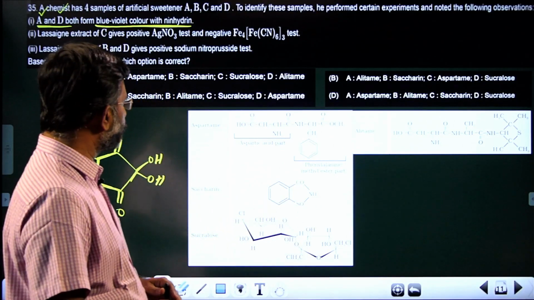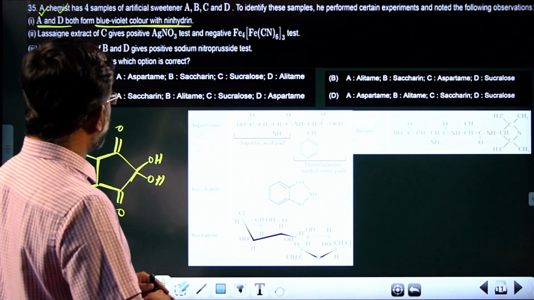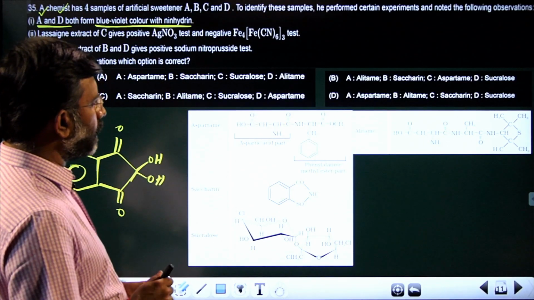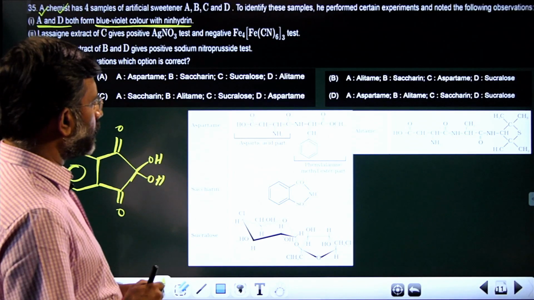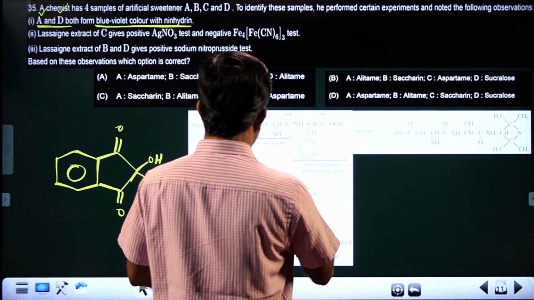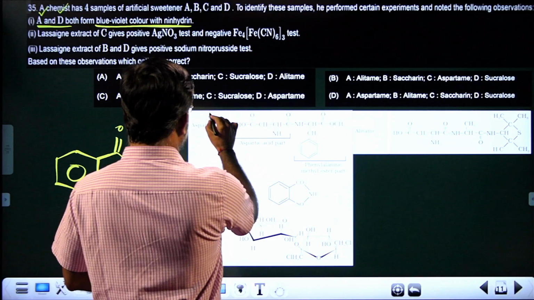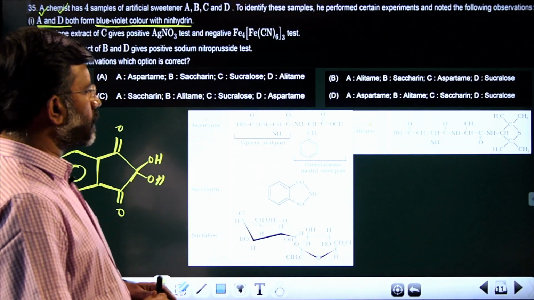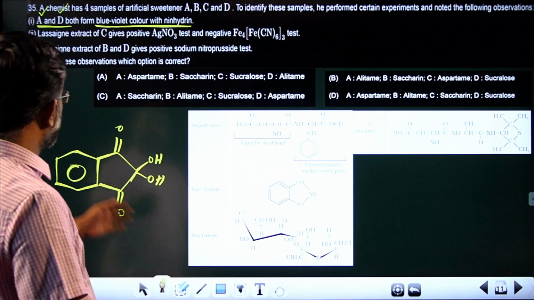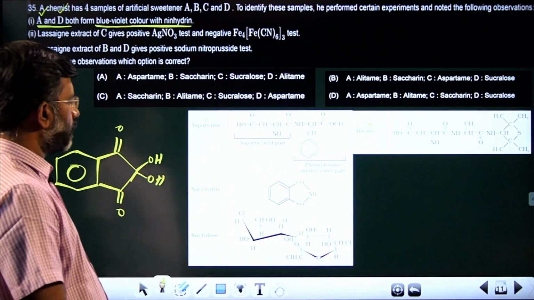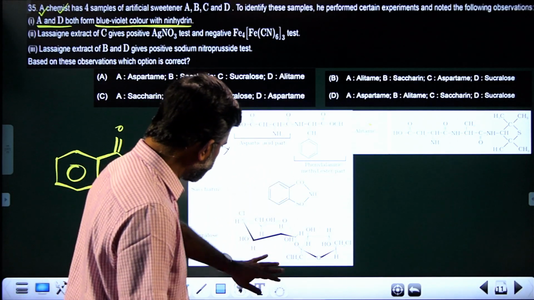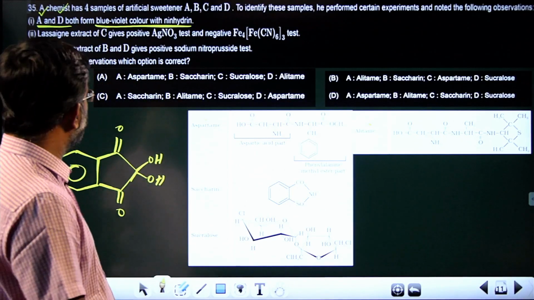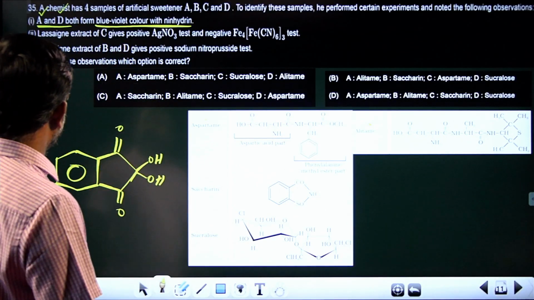You can find. See, A and D contain an amino acid group. Right? It can be this one, aspartame. It can be alitame. Both contain amino acid groups, which can give you the ninhydrin test. While here it is not. So aspartame and alitame can be A and D.